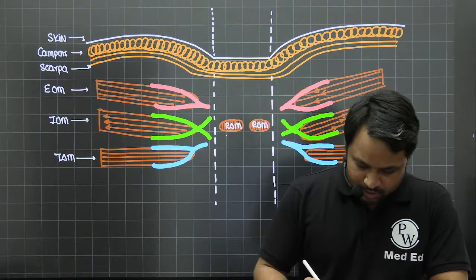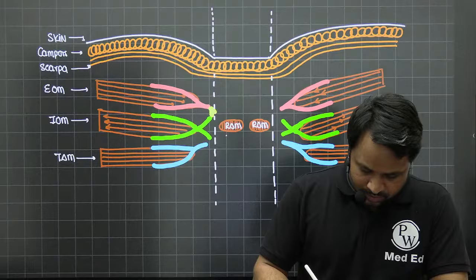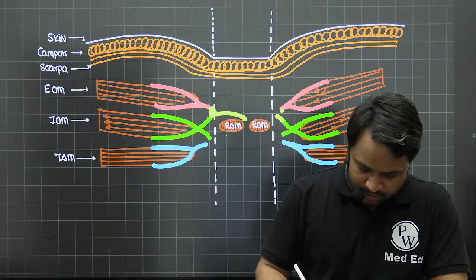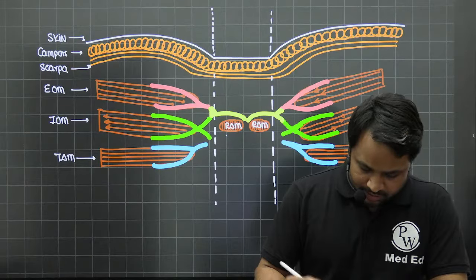Now, once they merge together, they form the anterior rectus sheath. So once they merge together, they form the anterior rectus sheath.